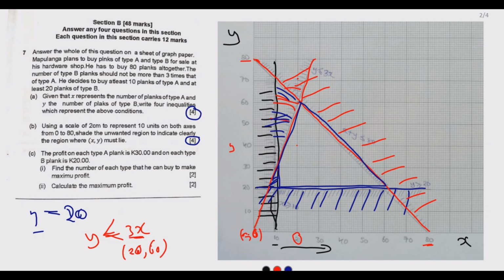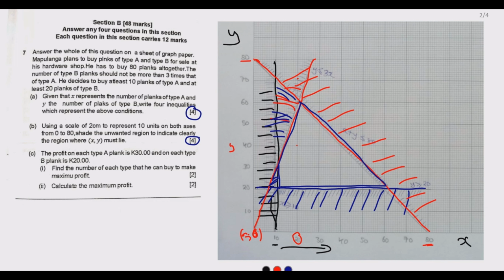C, the profit on each type of plank A is 30,000 kwacha. On each type of plank B is 20,000 kwacha. Then find the number of each type you can buy to make maximum profit. So now each time this question comes, each time you have to find the maximum profit, you need to think of the extreme points. So which combination would give you the maximum?